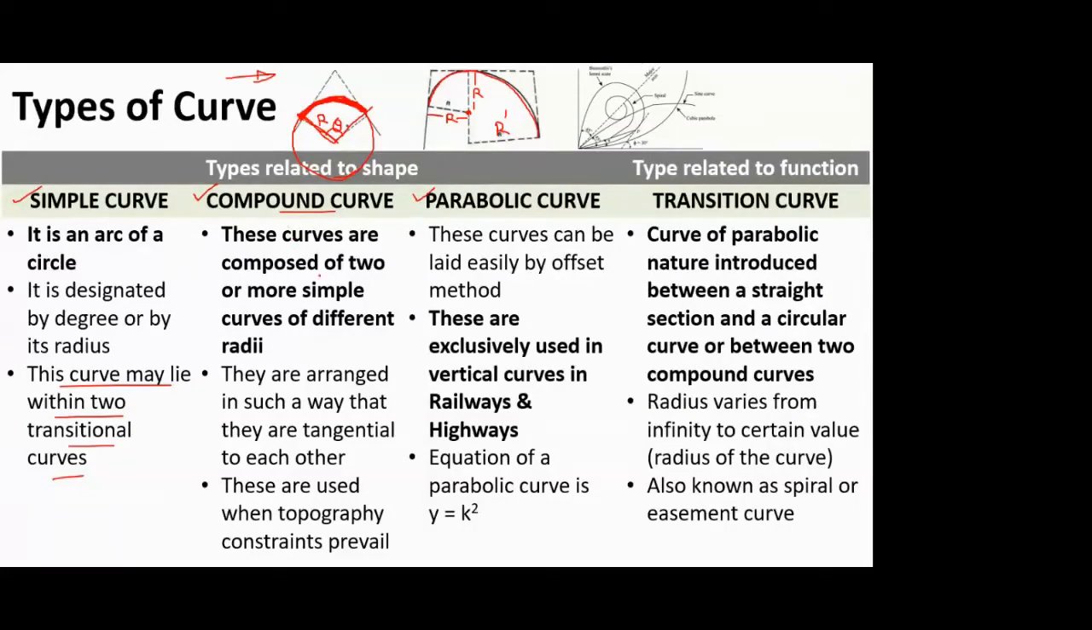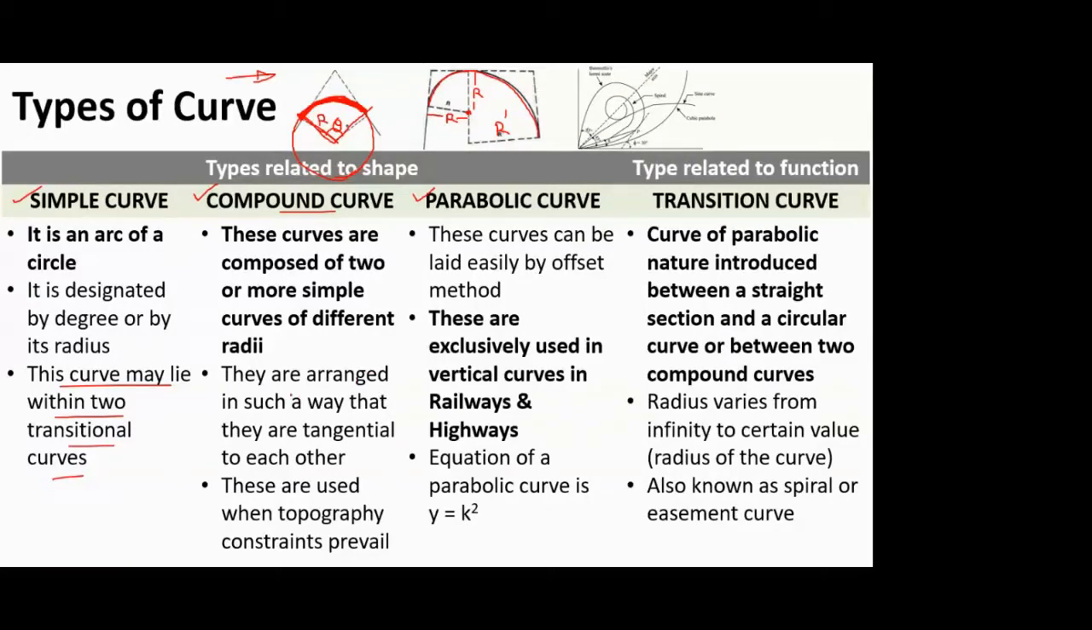So a curve which is composed of two or more simple curves of different radii. Okay, for example, I have shown here two curves of two different radii. You can have more than two as well, but compound curves, mostly if they are provided, are a combination of two curves, because as you go on increasing the number of curves with different radii, the complications in the design as well as the construction go on increasing.